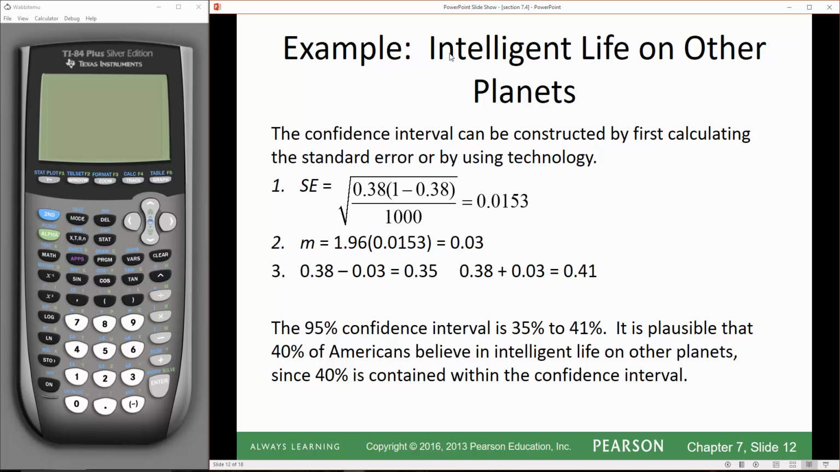So in order to find the confidence interval, first you want to start by finding the standard error, right? So we're going to plug in p hat, plug in n. You should get a standard error of 0.0153. So then my margin of error, I take the z value, right?